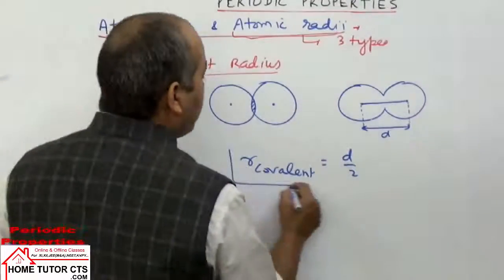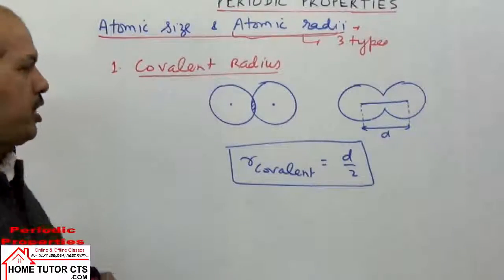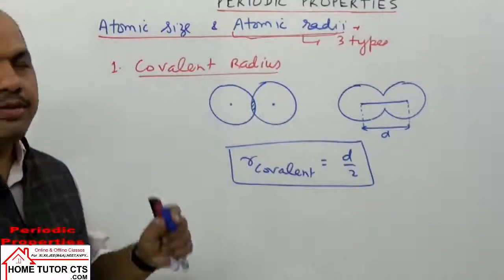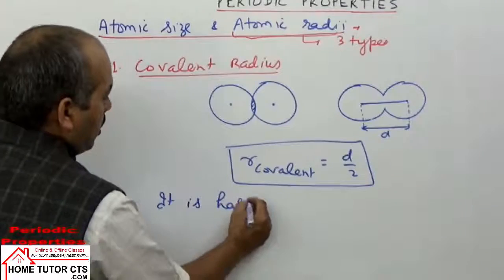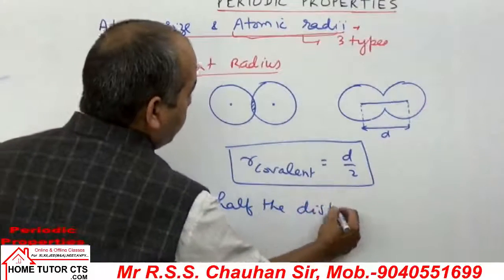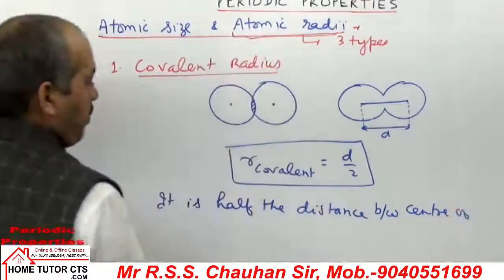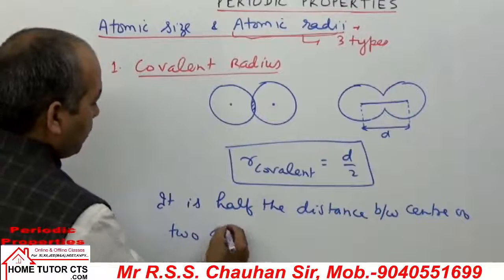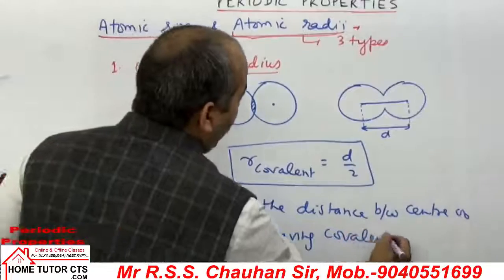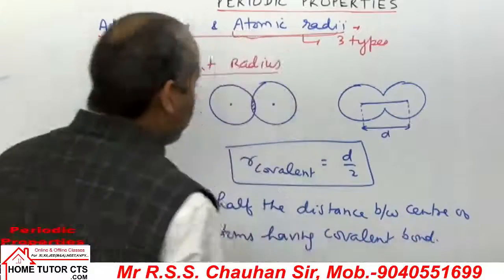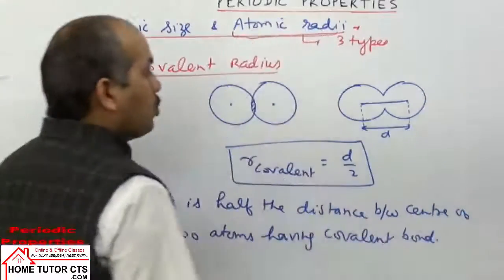So how do we define the term covalent radius? You can write the definition: it is half the distance between centers of two atoms having covalent bonds.